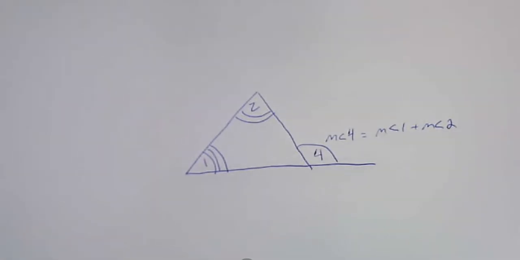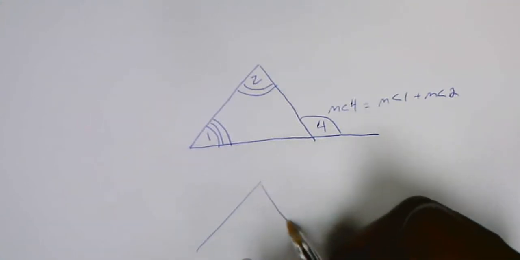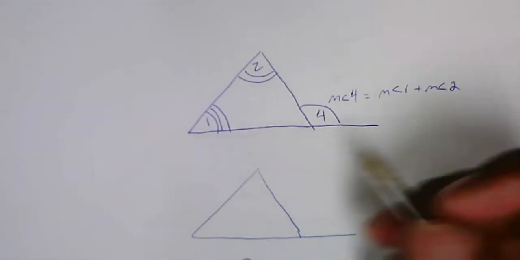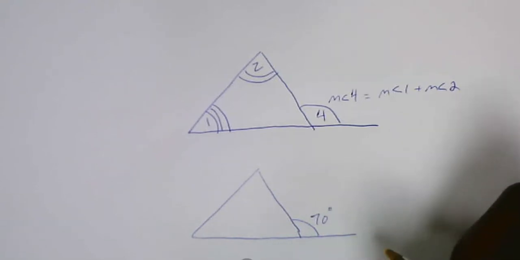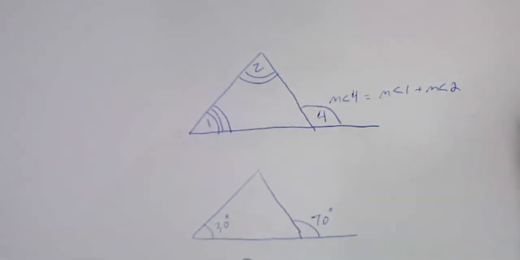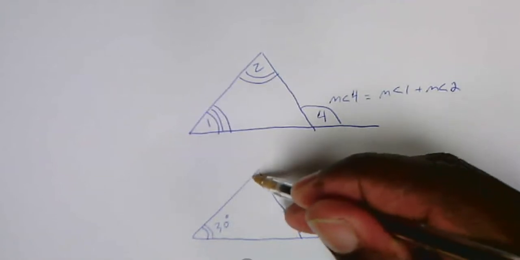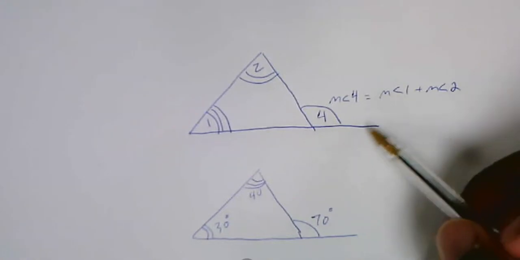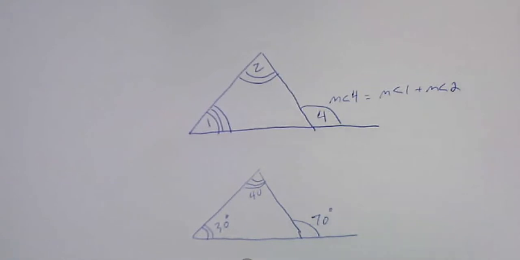So basically, if I knew the measure of angle 4, I'm drawing a new picture. Let's say the exterior angle 4 is 70 degrees, and I knew that this angle is, let's say, 30 degrees. I can prove that this angle here, with two curves, has to be 40 degrees, because 30 plus 40 equals 70. And I can prove it. This is how I can prove it.